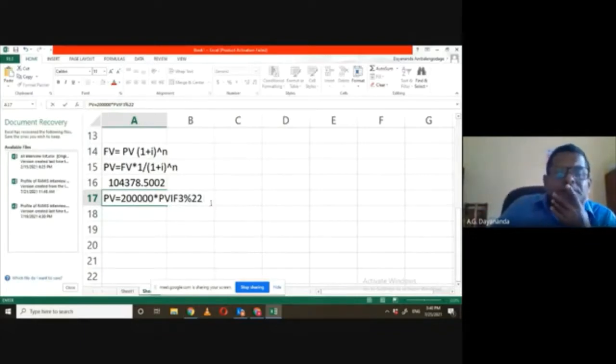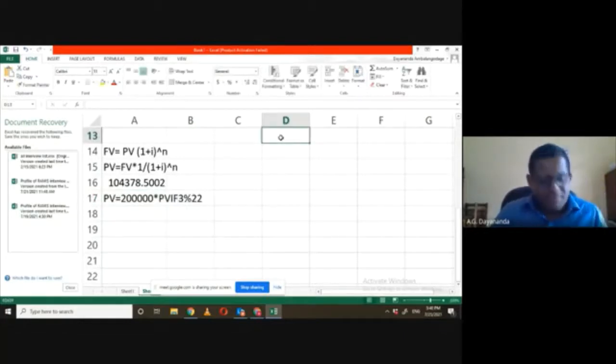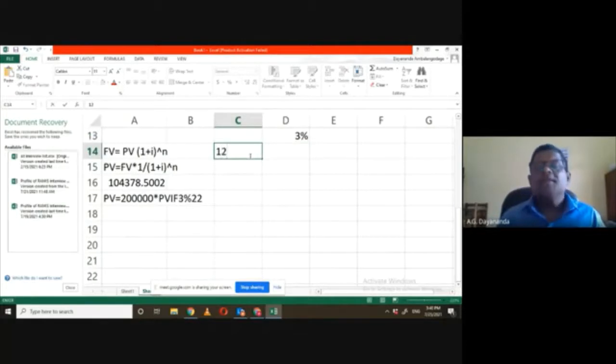What you have to do is look at the present value interest factor table, which we discussed, the second table. 3% column, 22 periods. You might have a table. If in your table you have 3%, just see it. If not, you have to develop your table, right? 3%. You have year 1, year 2.